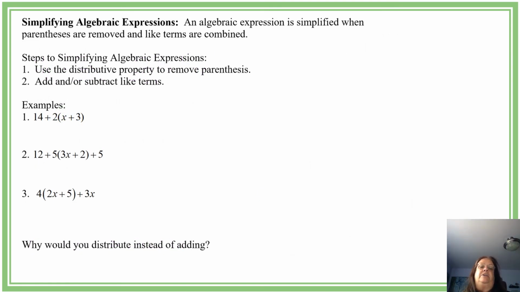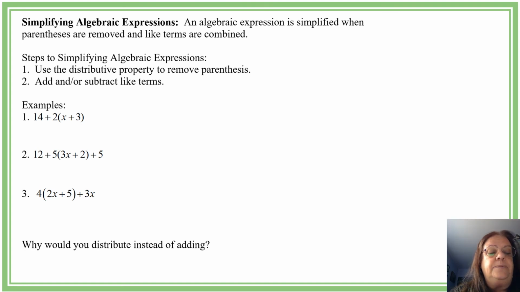Simplifying algebraic expressions. I know this is a big lesson, so hang in there. You can do this. Simplifying algebraic expressions is simplified when the parentheses are removed and all like terms have been combined. So, first thing we're going to do is use our distributive property to get rid of our parentheses, since we can't solve what's inside the parentheses because they have a variable.